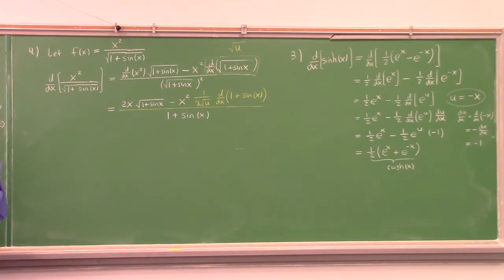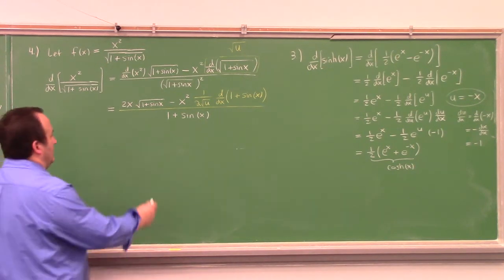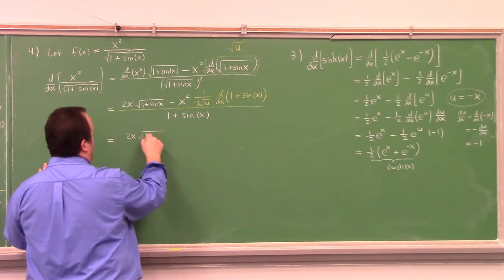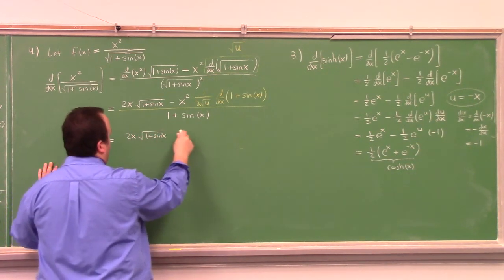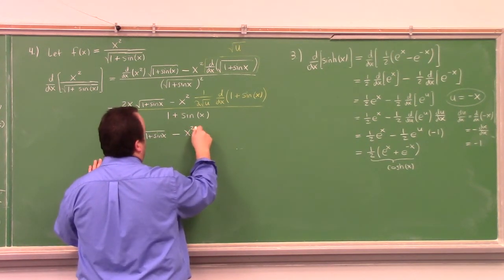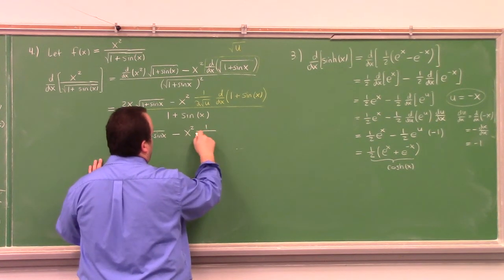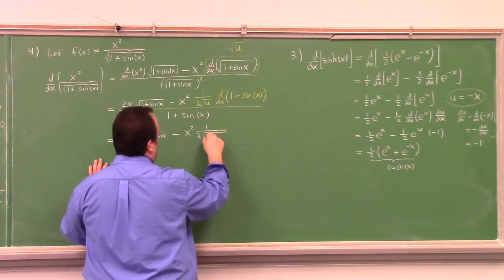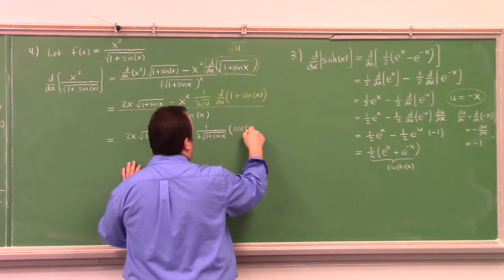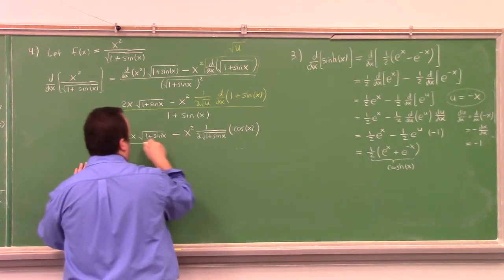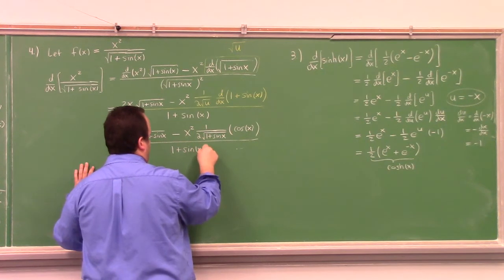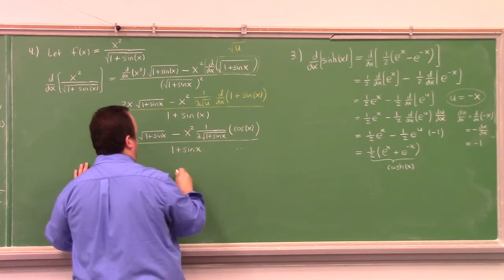But of course, the derivative of sine is what? It was cosine. And so what we got is 2x square root of 1 plus sine x minus x squared times 1 over 2 times the square root of 1 plus sine x times cosine x, yeah? All divided by 1 plus sine x. There you go.